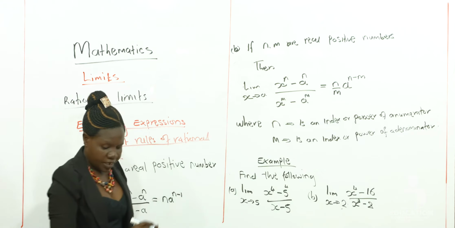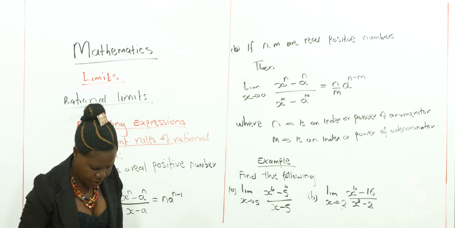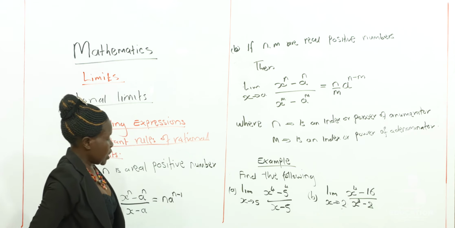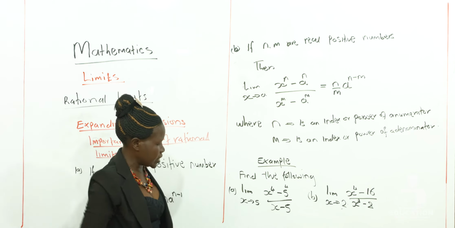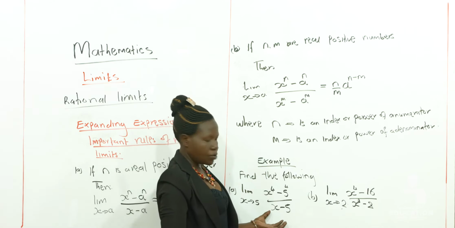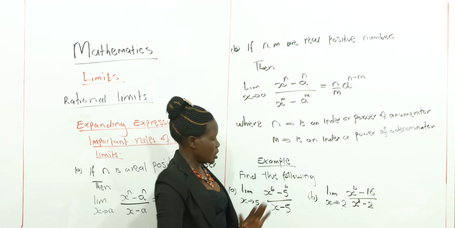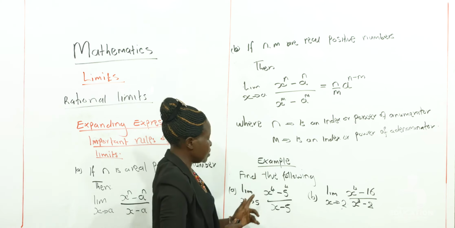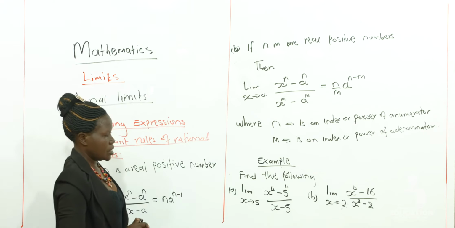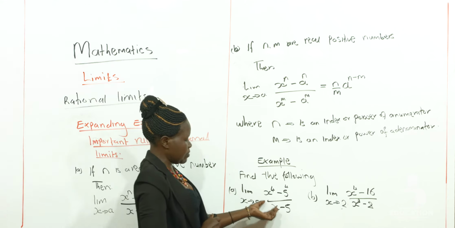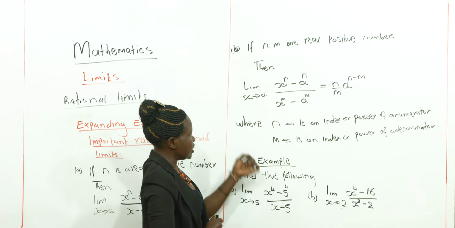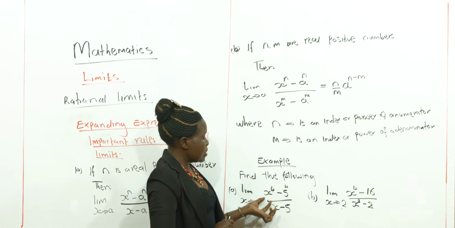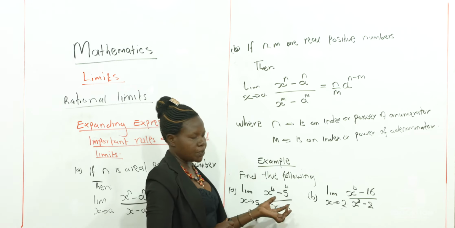So let us look at that example of part A and part B. Learners, when you look at this example, if you've come across this kind of question, you just know that here I'm going to use what we call the rules of rational limits of a function. Which one are you going to use? You apply the rule basing on the type of the expression given to you.